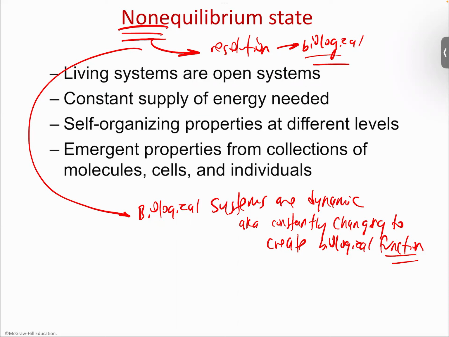But here's where structure function comes in. You've got a function, disruption of equilibrium, right? But what did you need in order to disrupt it? Structure. You needed a structure to disrupt the equilibrium, which gave you your function. So you can see how function and structure go together hand in hand. Okay.